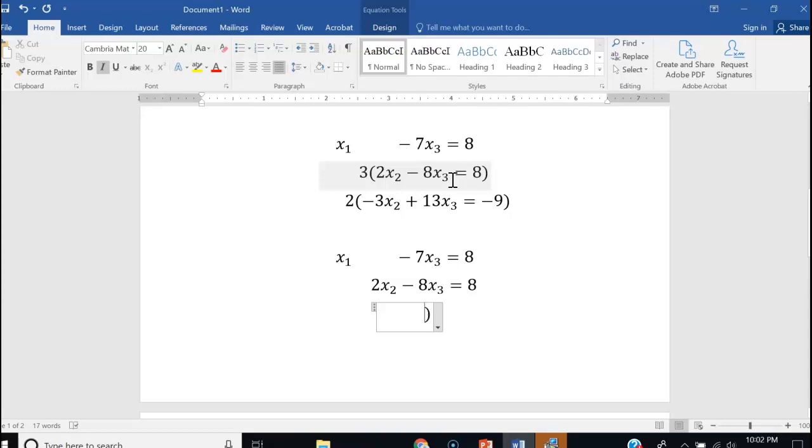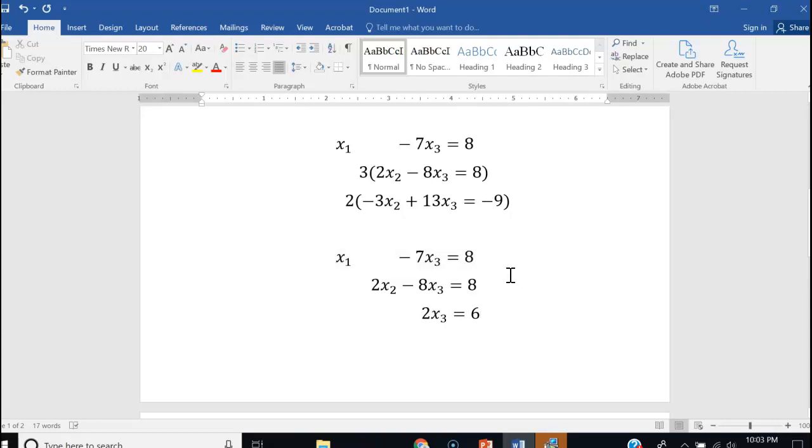That's going to take my calculator to do it. 3 times negative 8 plus 2 times 13 should give me a 2x3. So I get 2x3 is equal to 3 times 8 plus 2 times negative 9, which is a 6. All right, let's line that up a little bit too, just so that we have it.